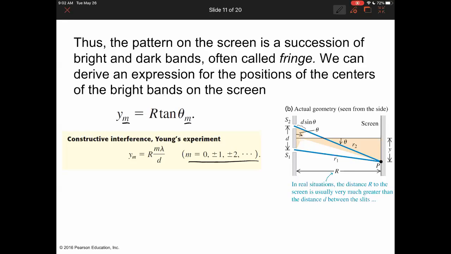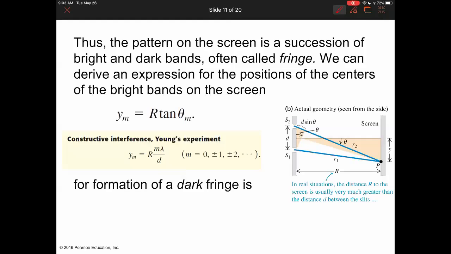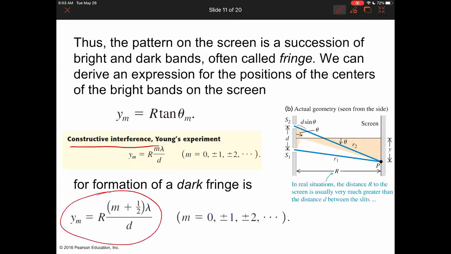So that's why, for example, at the center you get the central one. This is exactly at y equals 0, because when I do y of 0 equals r times 0 lambda over d, because this is for m equals 0, this is 0, so I get 0. That means the one that corresponds to m equals 0 is exactly at the y equals 0 position. Again, this is for the constructive interference. You have the same thing for the destructive interference, which is y equals r times m plus 1/2 times lambda over d. So both of them go together. This is destructive; the one on top here is the constructive.